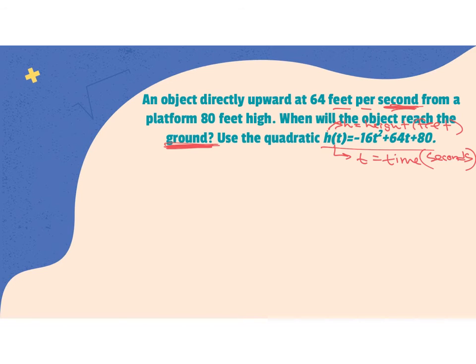Okay, but really, the question here is when. When the question is when, that means you're looking for time. Okay, so I want to solve for t. If I'm solving for t, once again, you could do a couple of things here. You could either factor it and then solve each factored form, or you could do the quadratic formula.